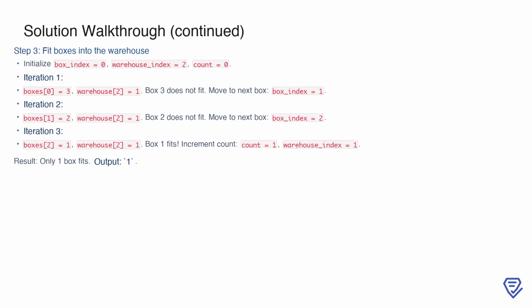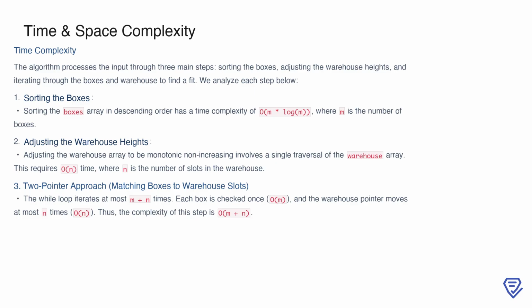the warehouse. To analyze the time complexity of this algorithm, we break it down into 3 main steps. The first step is sorting the boxes array in descending order. Sorting takes m log m time, where m is the number of boxes. Next, we adjust the warehouse array to ensure its heights are monotonic non-increasing. This adjustment is done with a single traversal of the warehouse array, so it requires n time, where n is the number of slots in the warehouse.